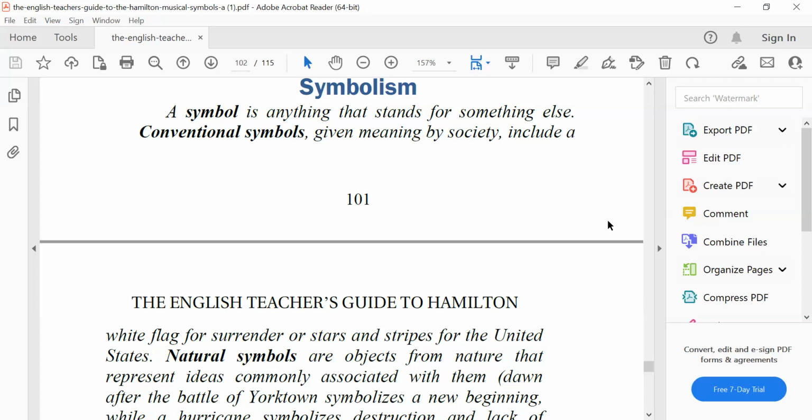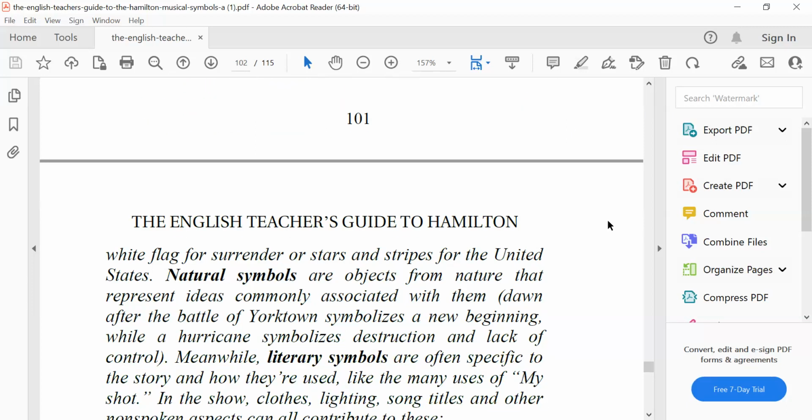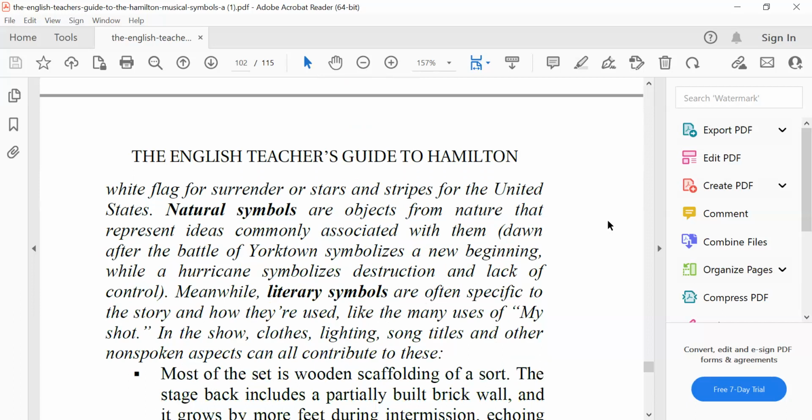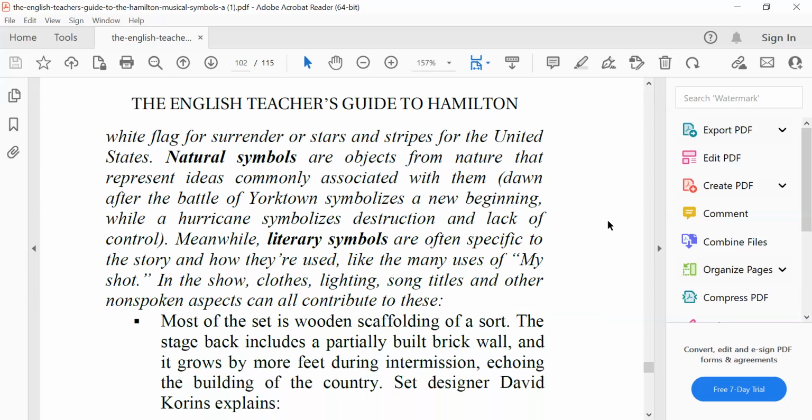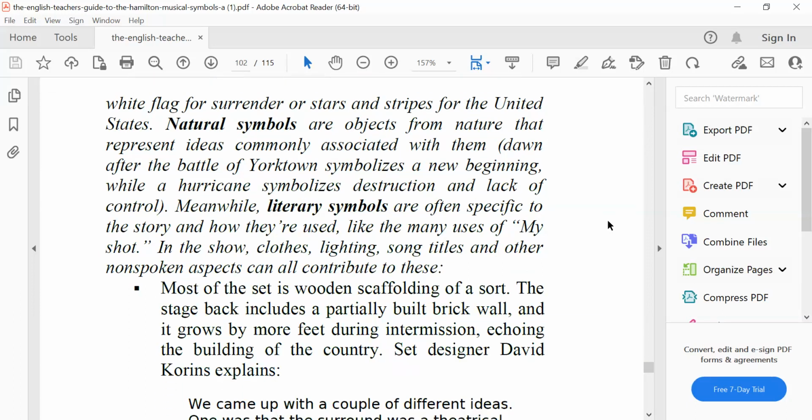But everybody agrees, with the poison symbol or a white flag. Natural symbols are coming out of nature, so nobody decided, they just happened. Like dawn is a beginning and hurricane is destruction and lack of control.